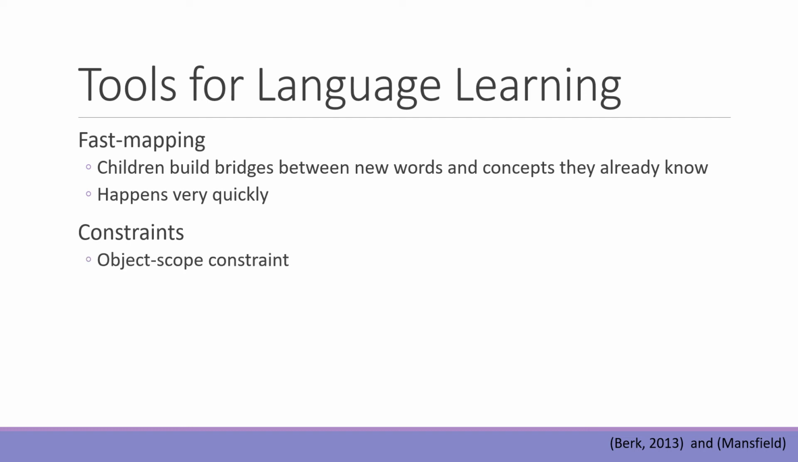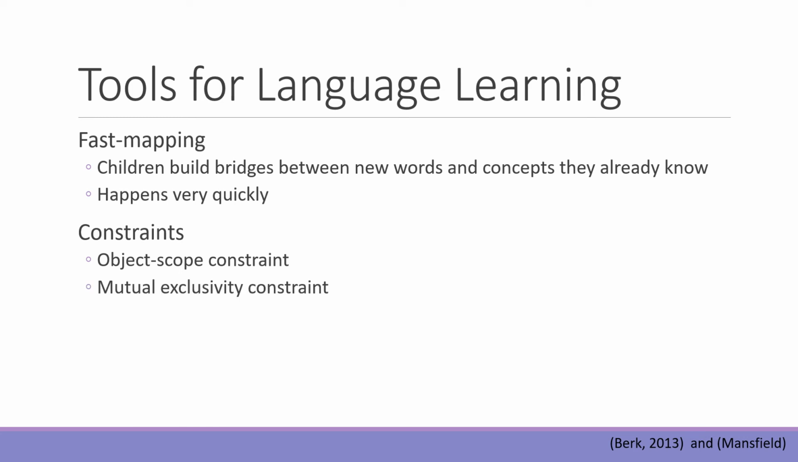First, there's the object scope constraint. This is the assumption that words refer to whole objects rather than parts. The child learns that the word elephant refers to the animal itself and not, say, its ear. It makes learning new words and associating them much easier, especially when much of the child's early vocabulary comes from describing the world around them.